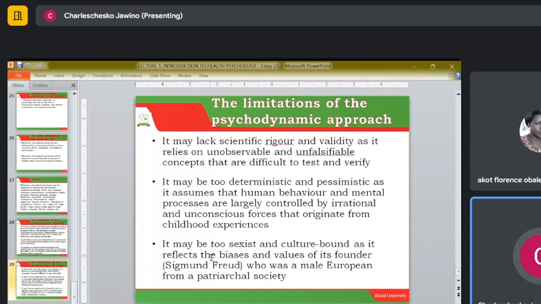Another limitation is that it may be too sexist and culture bound, as it reflects the biases and values of its founder, Sigmund Freud. We shall talk about him when we are looking at the personalities in psychology. He was a male European from a patriarchal society. We shall look at him when we are looking at the personalities in psychology.